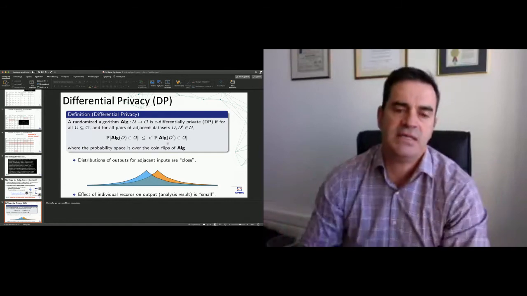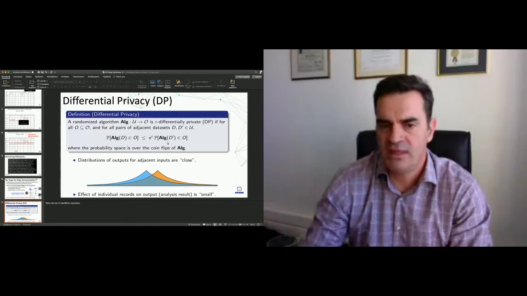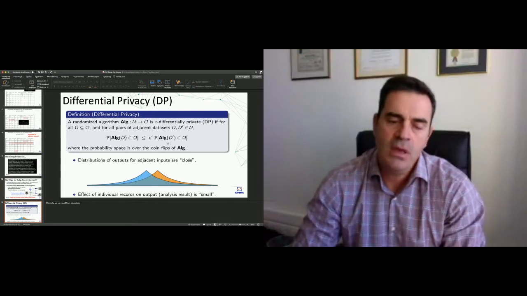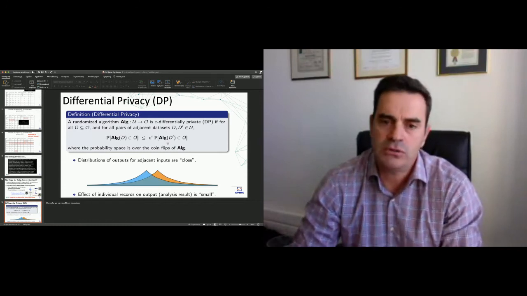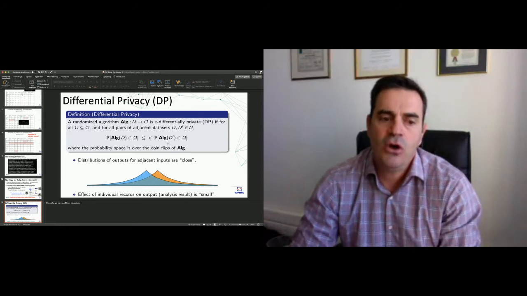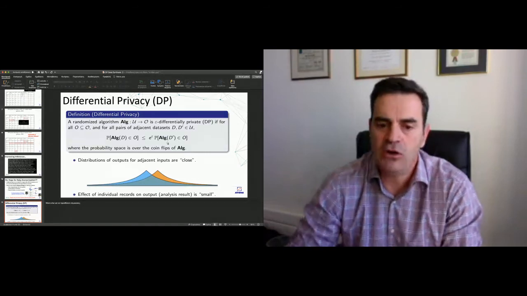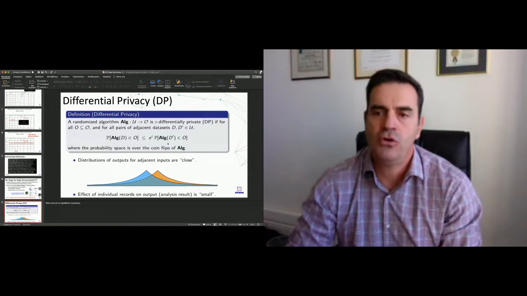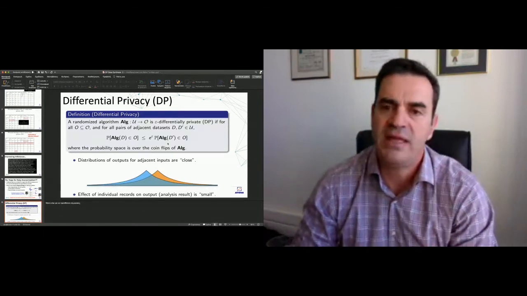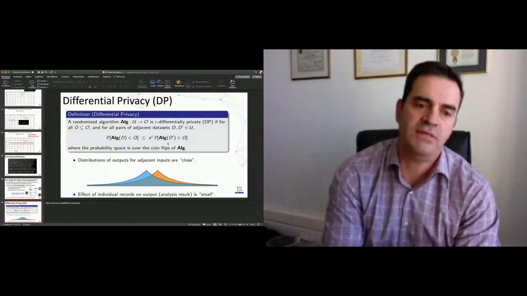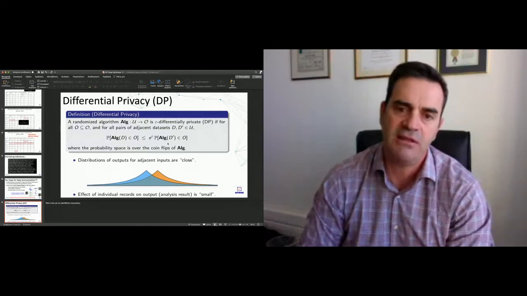So essentially what this says is, if I take two adjacent data sets, one that has my information and one that does not, and I run this algorithm, then the distribution of outputs for that algorithm will be very, very close. Essentially, this says that the effect that an individual record can have on the output of the algorithm is very, very small, okay? So essentially, by looking at the output, I'm not able to identify whether my information was in the data set, the specific data set that was used or not. And this is exactly the definition of differential privacy.